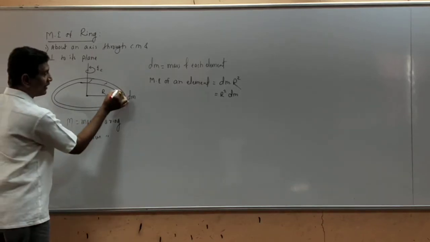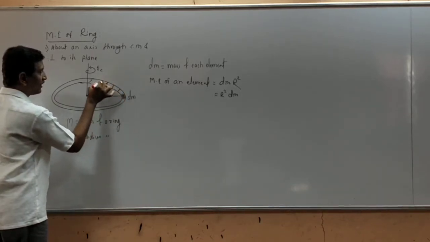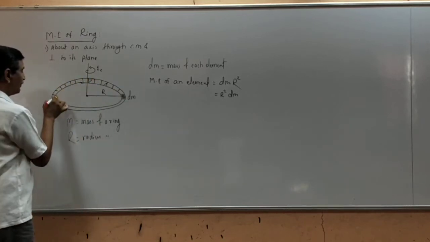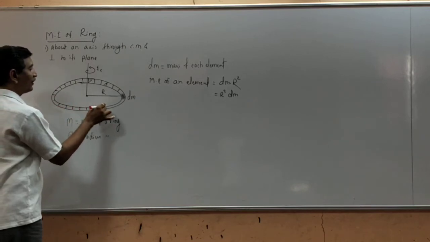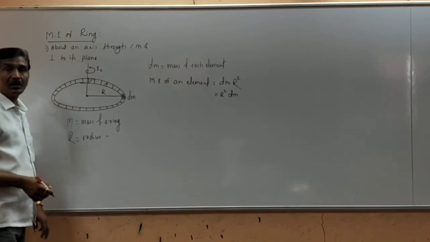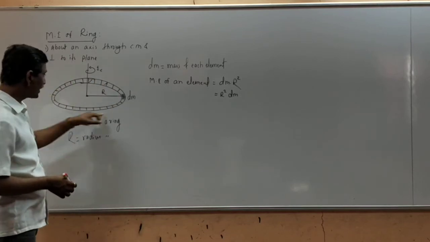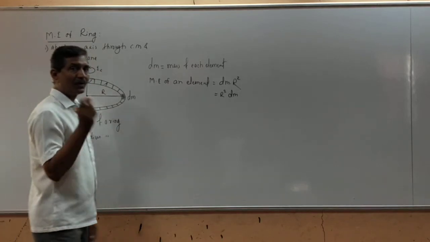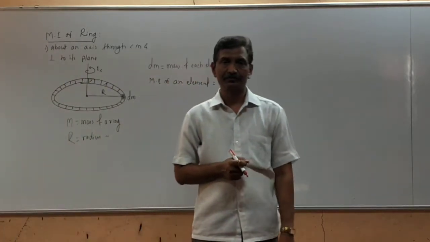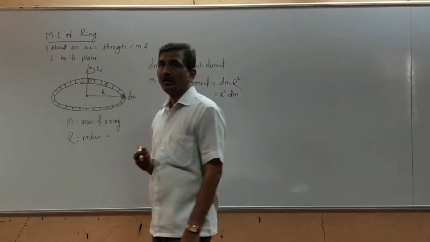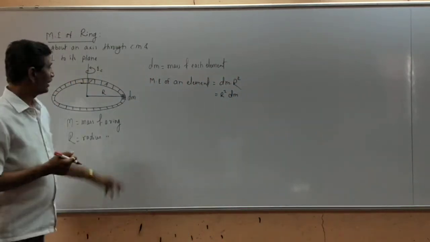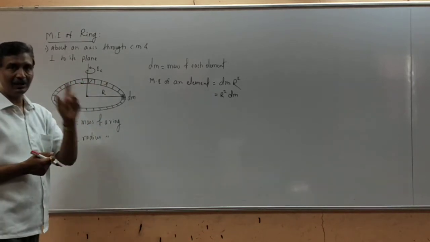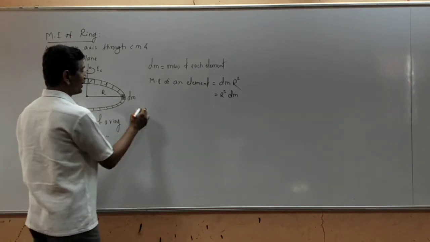This is the one element. Like that there are a large number of elements. By using the same definition we calculate the moment of inertia of all these elements. The addition of the moments of inertia of all these elements is nothing but the moment of inertia of the ring. For addition here we use the method of integration. There are two methods of addition, integration and summation. Here the ring is of uniform thickness, hence all the elements are of the same mass. That is why we use the process of integration.